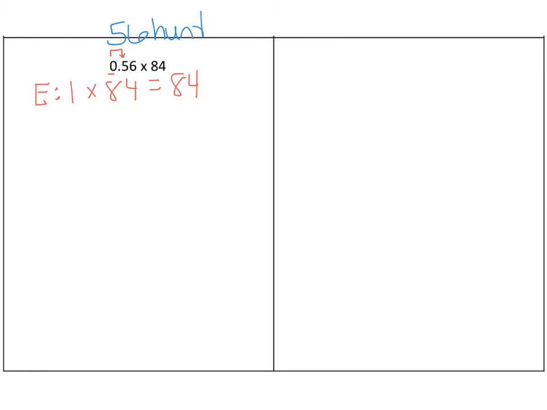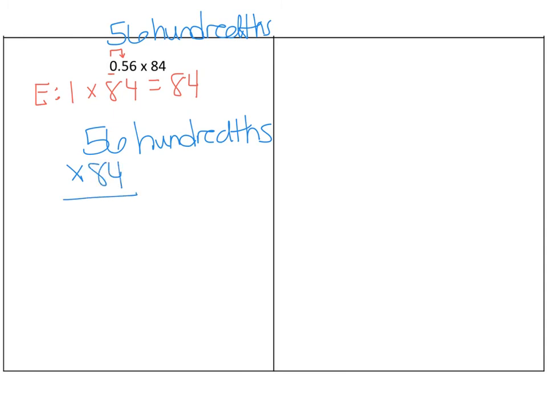So 56, and that 6 is in what place? Hundredths. So it's 56 hundredths times 84. Let's write what we know: 56 hundredths times 84. Now we just do our normal multiplication. 4 times 6, 24. Write the 4, carry the 2. 4 times 5 is 20 plus 2 is 22. I'm crossing off that 4 and putting a 0 because now I'm starting in the tens. 8 times 6 is 48. So I write the 8, carry the 4. 8 times 5 is 40, plus 4 is 44.